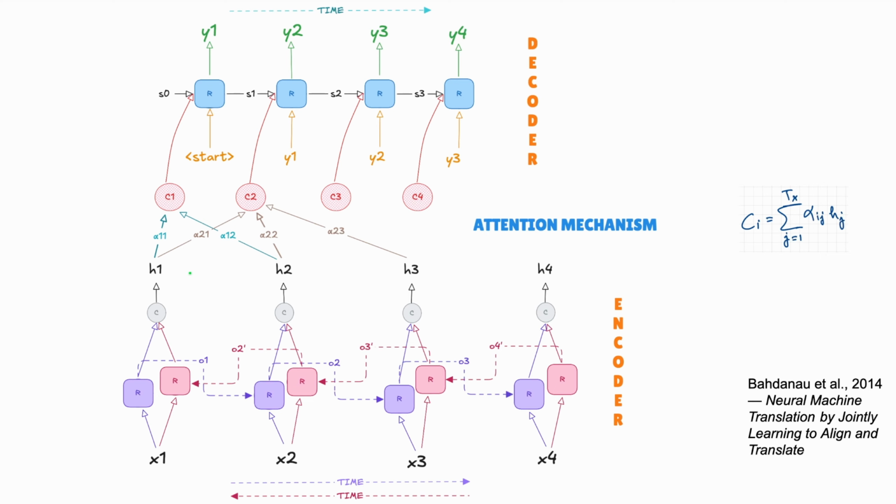This means that for Y2, we are focusing on H1, H2, H3, and we are ignoring H4. So we'll ignore H4 and we'll only focus on these first three tokens. So here in this attention-based encoder-decoder model, we are focusing on a particular set of input tokens to produce an output. We are not focusing on all the tokens.